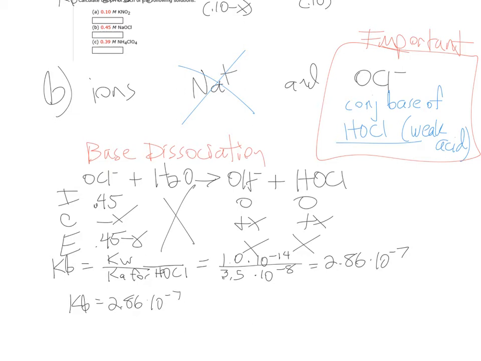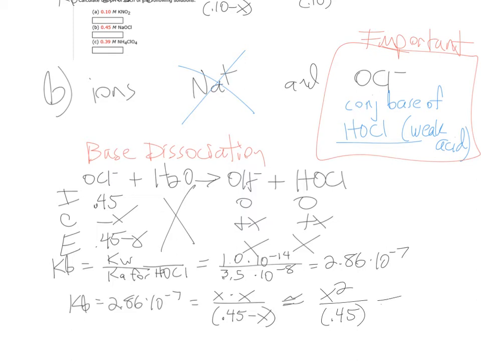Now we can use that value in our ice table. Product concentrations over reactant concentrations. So we've got X, X, and the quantity 0.45 minus X. Since the value of Kb is quite small, it's on the order of 10 to the minus 7th, I can guarantee you that we're okay making the mathematical assumption that the quantity 0.45 minus X is roughly equal to 0.45.